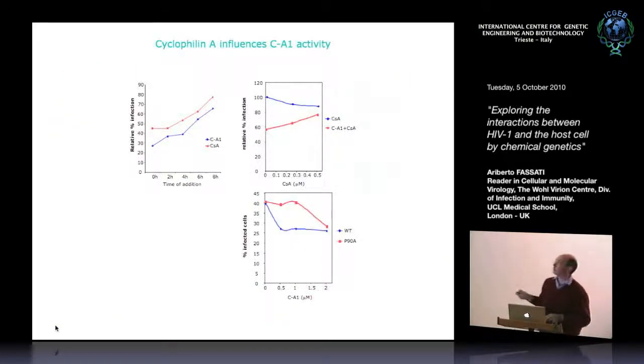And in fact, if you have a mutant virus that cannot bind cyclophilin very well, it is a little more resistant to Coumarin A1. So you need cyclophilin for the optimal activity of Coumarin A1. So we think that somehow Coumarin is acting on the uncoating step, and it may disturb that step, and as a consequence, HIV doesn't integrate very well. And we still don't understand that fully. But we'll need to do more work on that. But that's the mechanism we think.